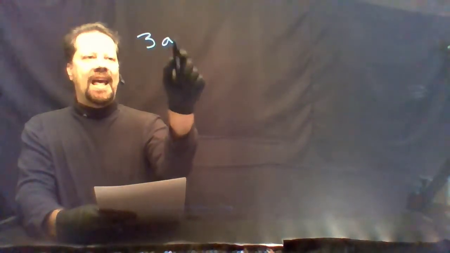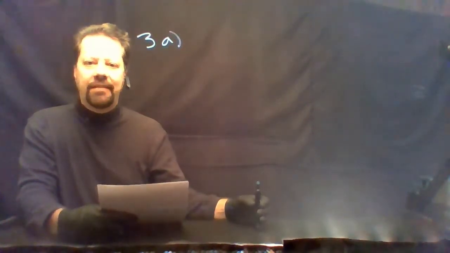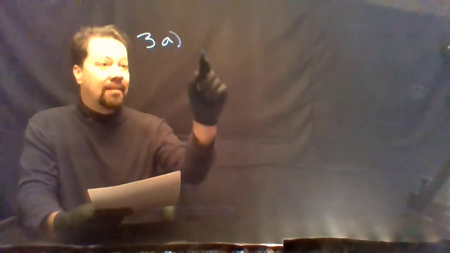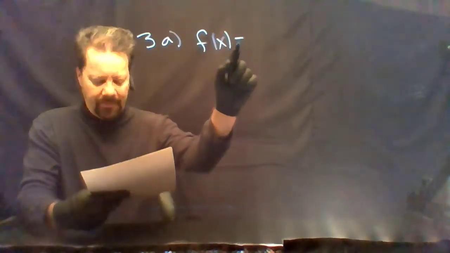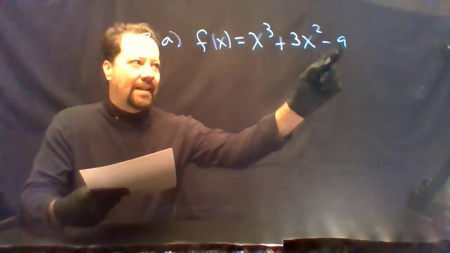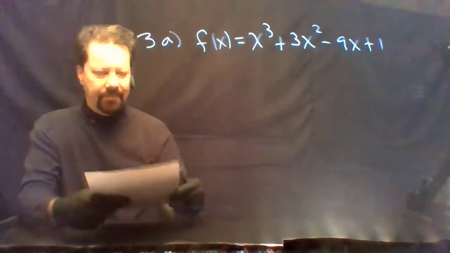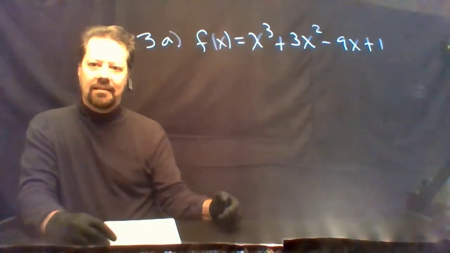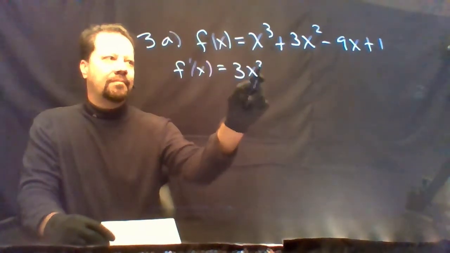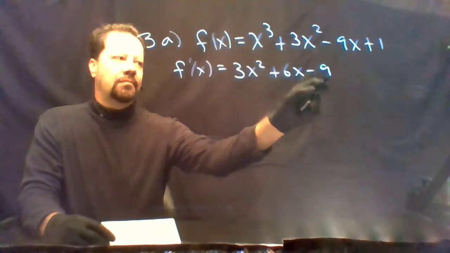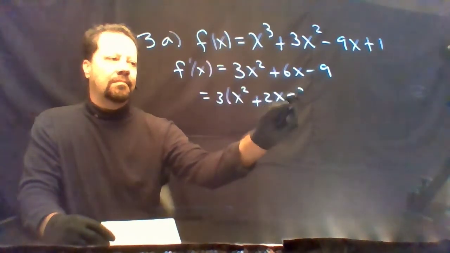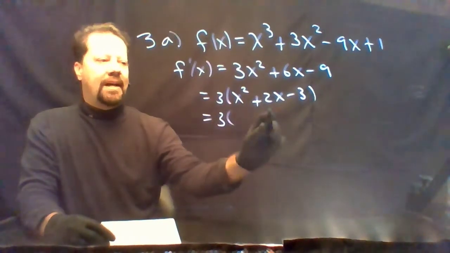On problem 3a, I ask you to find the intervals on which the given function is increasing and the intervals on which it is decreasing. The function in question is x cubed plus 3x squared minus 9x plus 1. We'll start by calculating the derivative. Factoring a 3 out, we then factor the quadratic.